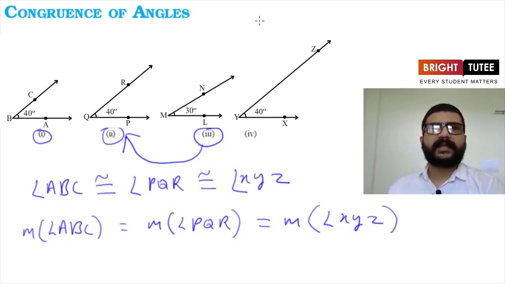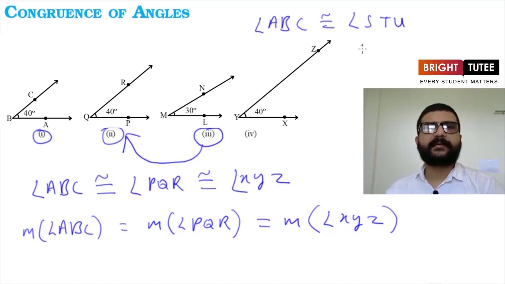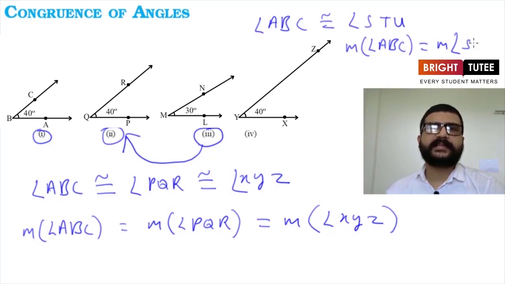Suppose it is given that angle ABC is congruent to angle STU. Then what we can say about their measures? Their measures are going to be equal. That is, we are going to get measure of angle ABC is equal to measure of angle STU.